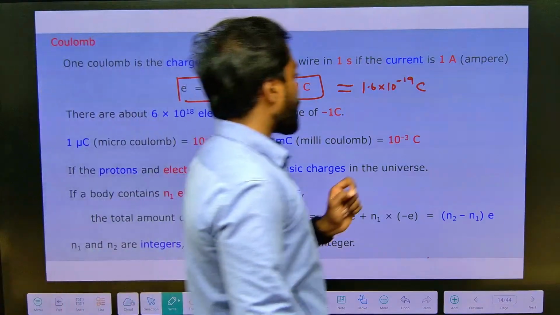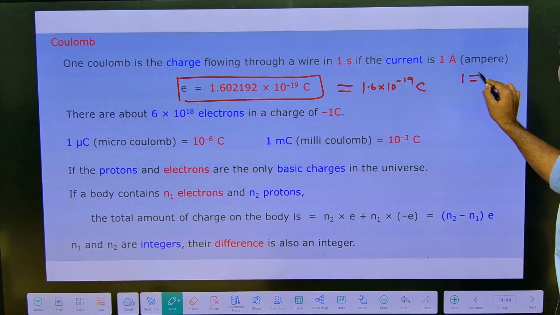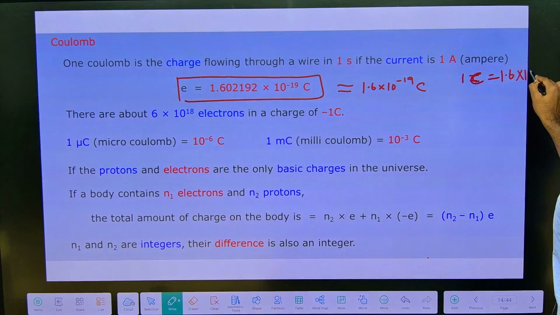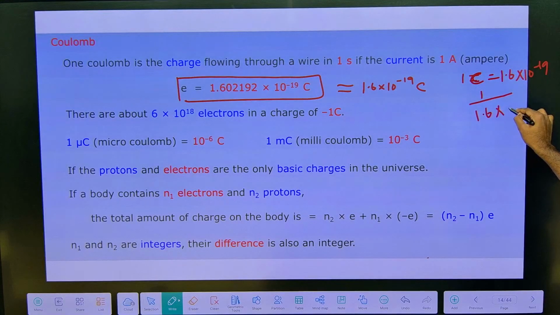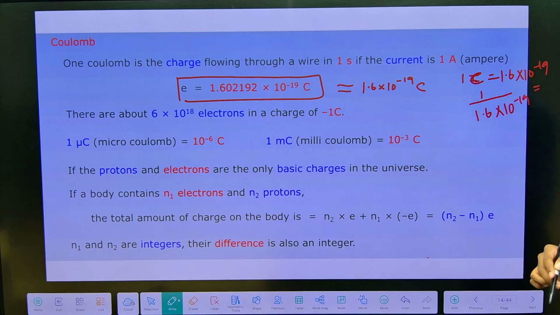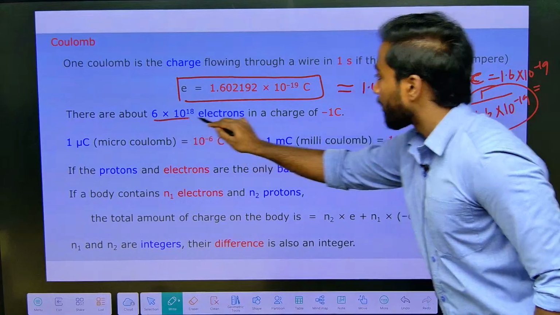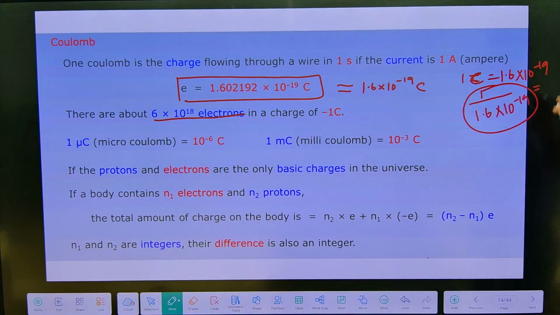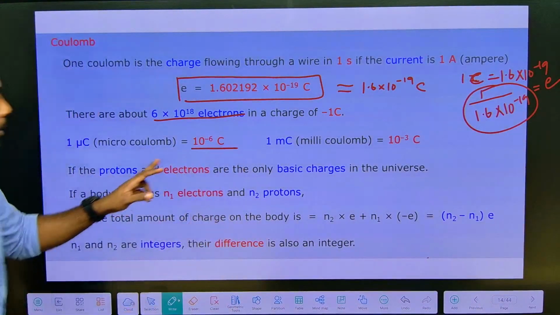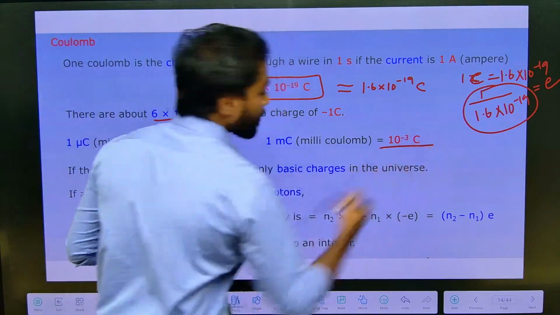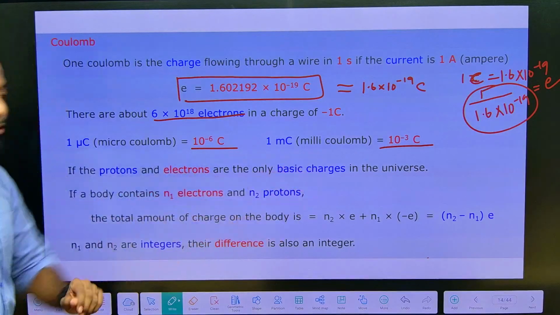So how have they calculated this? 1 coulomb divided by 1.6 into 10 power minus 19. So we are talking about the value of this, that is nothing but 6 into 10 power 18 electrons. 1 microcoulomb is nothing but 10 power minus 6 coulomb, and 1 millicoulomb is nothing but 10 power minus 3 coulomb.